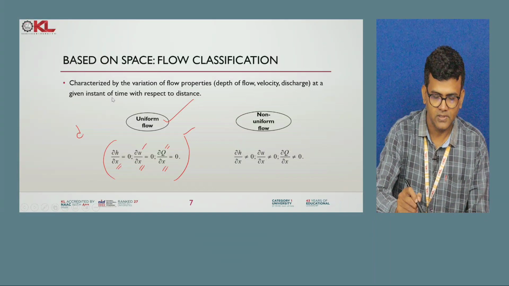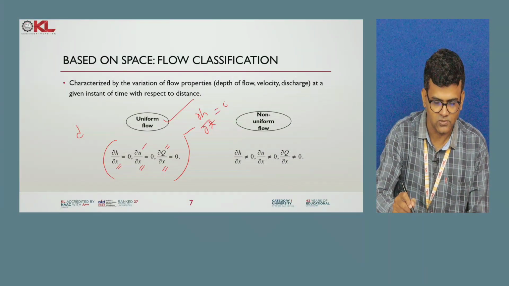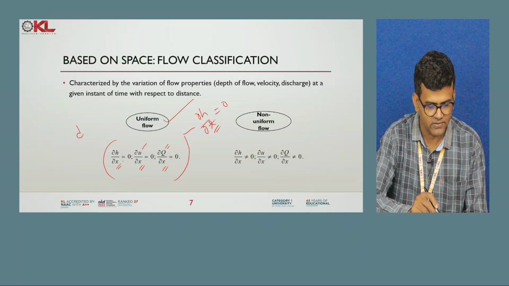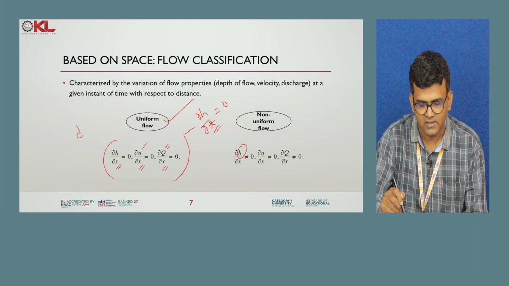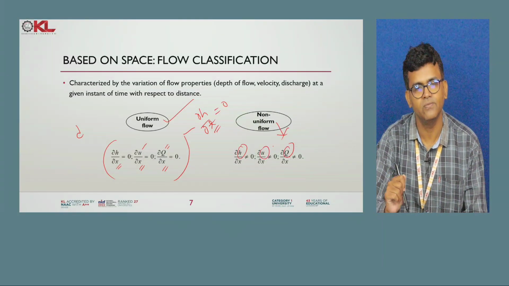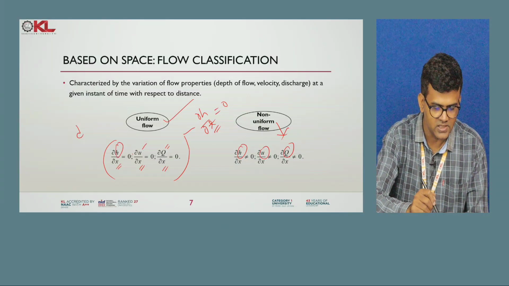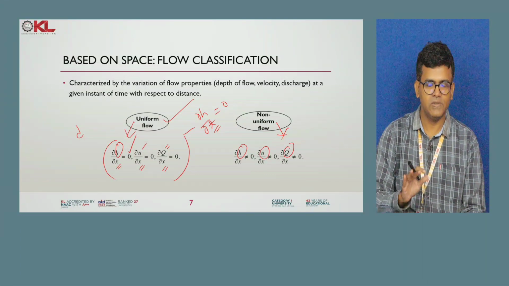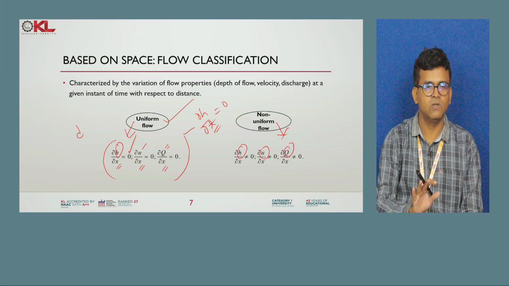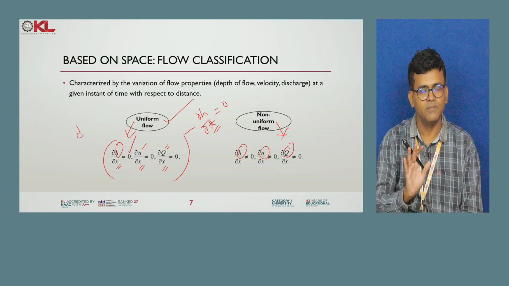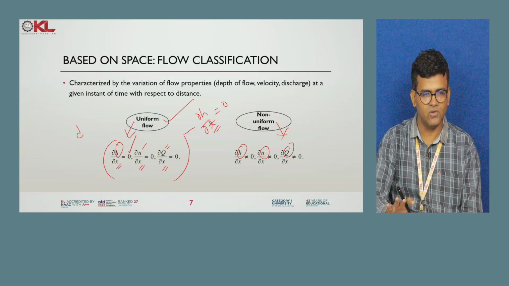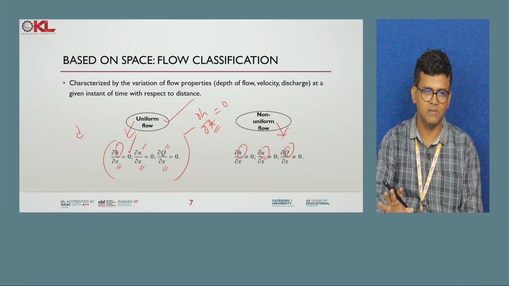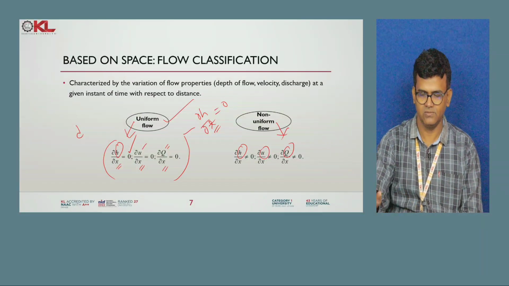While in the previous case, steady flow, ∂h/∂t is 0, that was with respect to time. Here, with respect to space, it is 0, and if it is not equal to 0, that means it is varying, so it is called non-uniform flow. If it is constant, it should be equal to 0, and then it is called uniform flow. So if the depth of flow, velocity or discharge is not changing with respect to space for a given time, it is called uniform flow. If the flow depth, velocity or discharge is changing with space for a given time, it is called non-uniform flow.